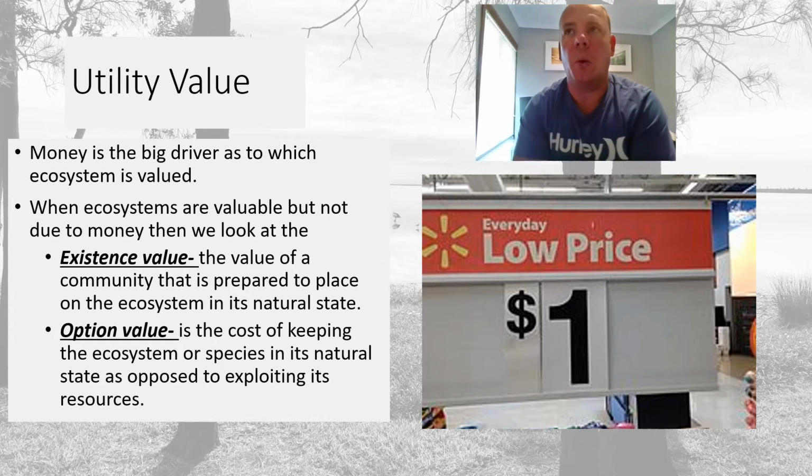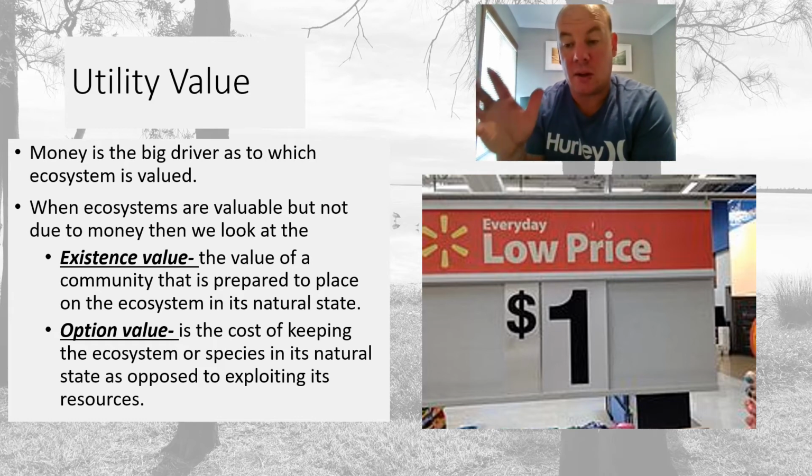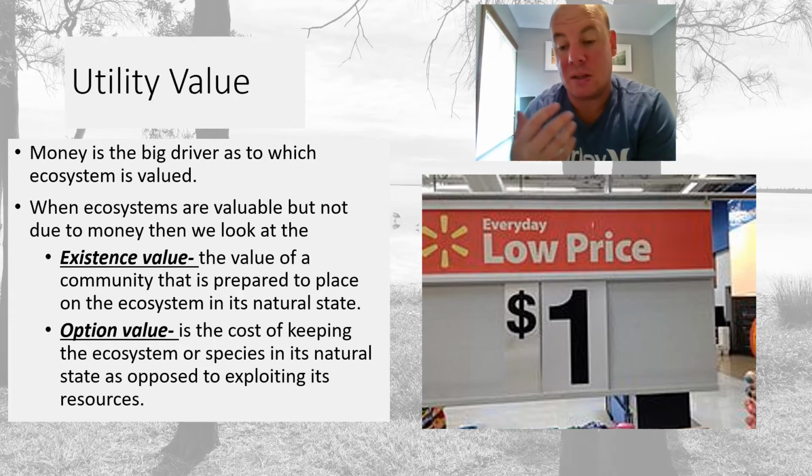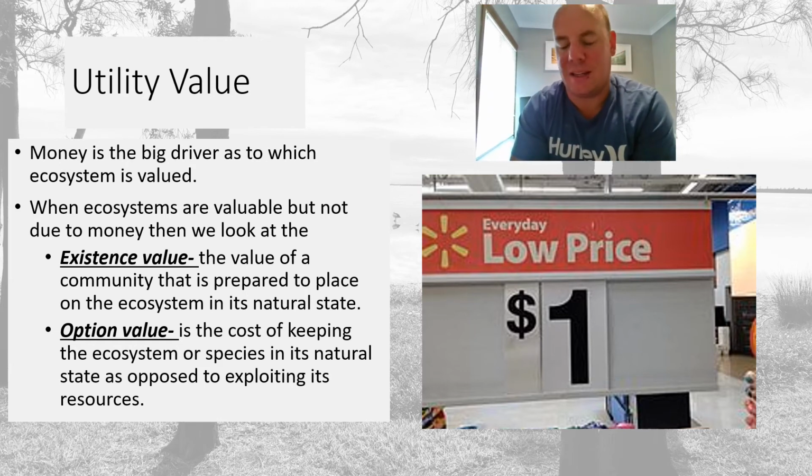So a good example would be the Great Barrier Reef. The Great Barrier Reef could potentially be mined for some coal and gas, potentially underneath the Great Barrier Reef. But what we've done, because we feel so strongly about it and because it's an important ecosystem, we've said no, that can't happen, even though potentially we could make a lot of money out of that. So that's what it means by existence value.